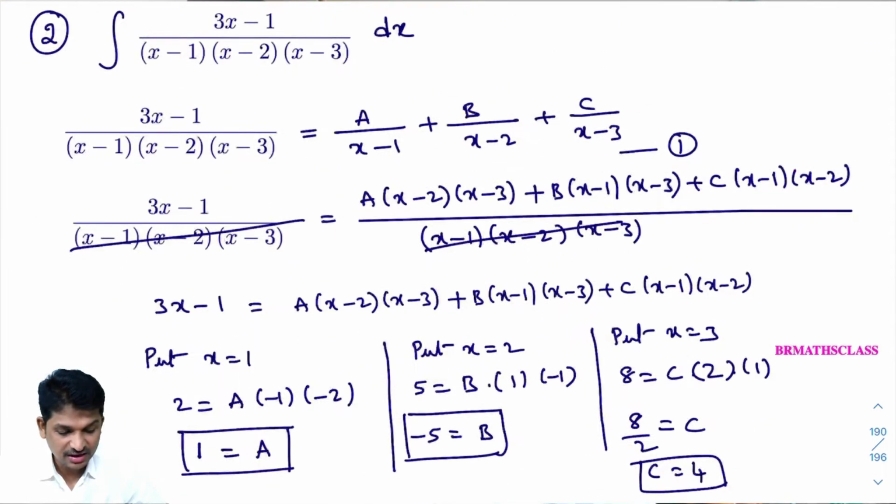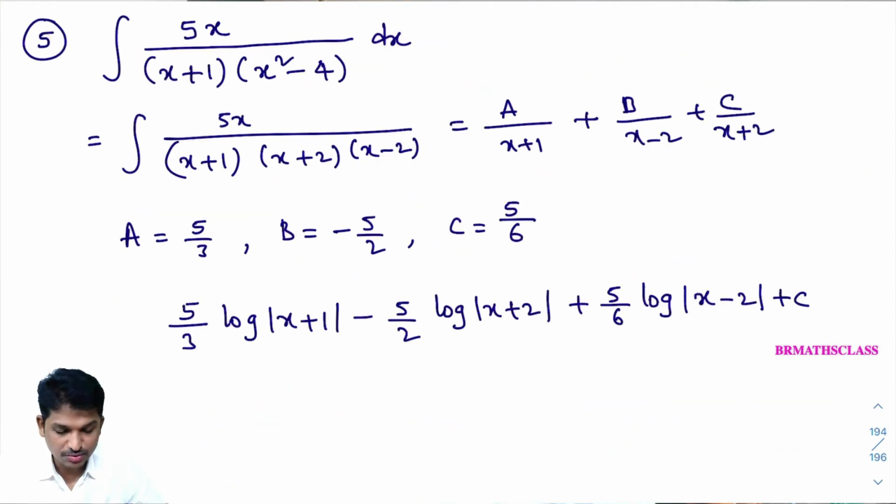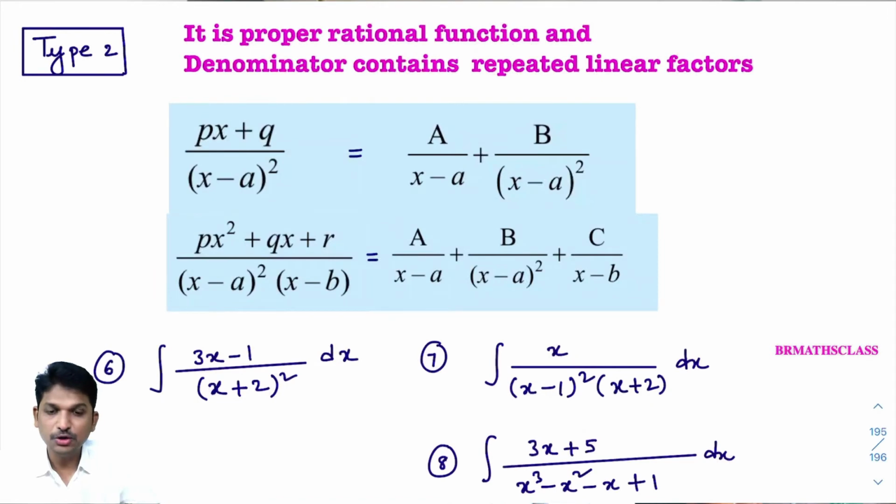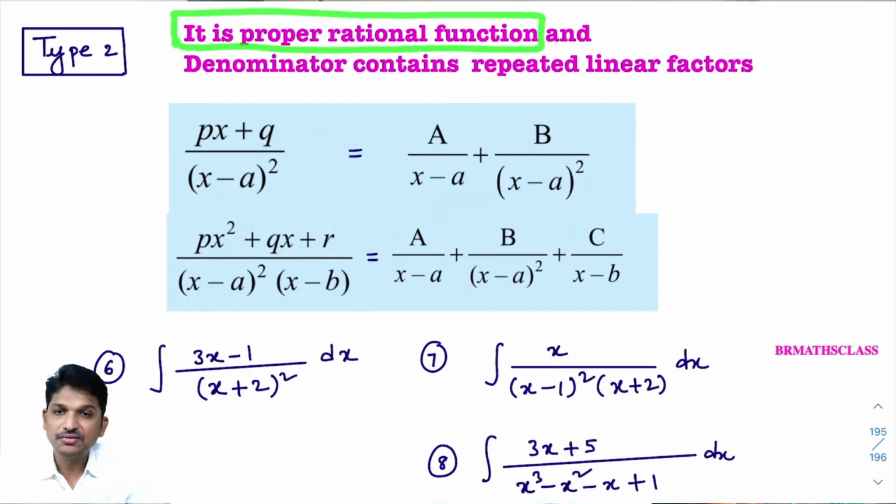In this class, type 2 problems. What are these type 2 problems? Look here, what is a type 2 problem? It is a proper rational function. Like type 1, first thing is the given function must be a proper rational function. What is meant by proper rational function? If degree of numerator is less than degree of denominator, then it is called proper rational function.